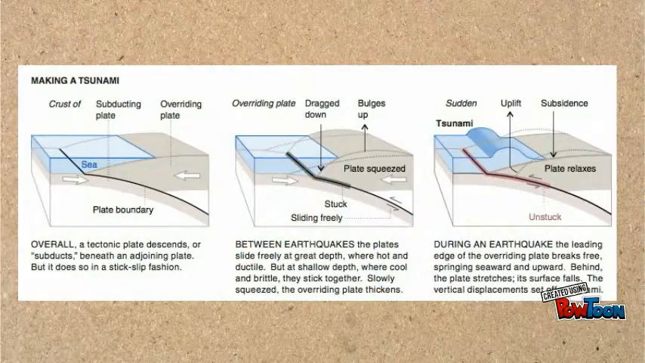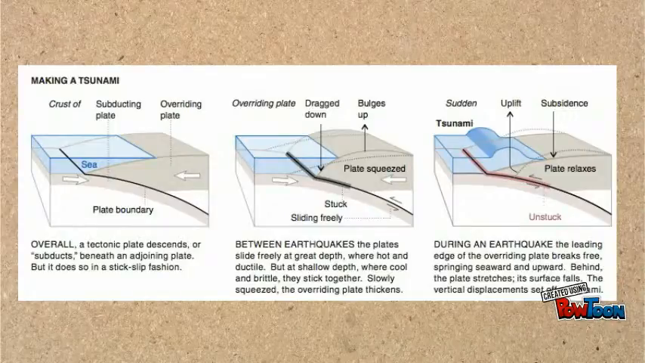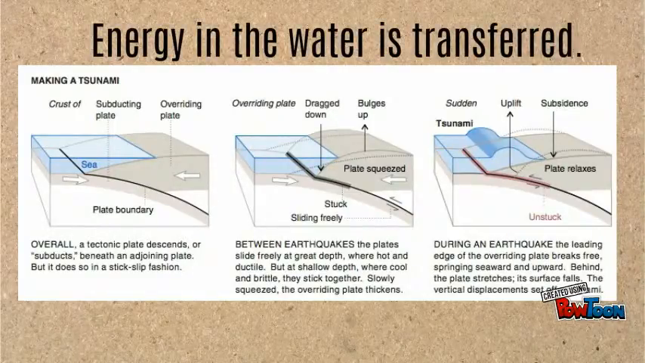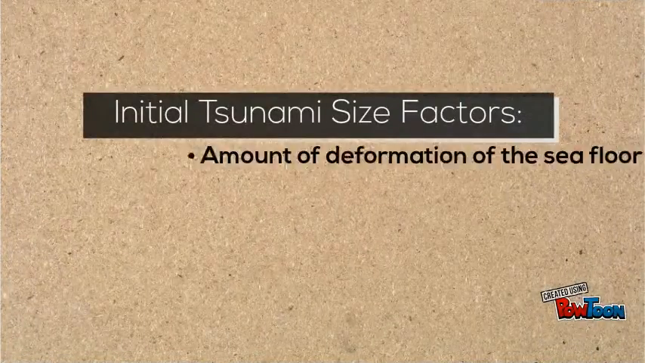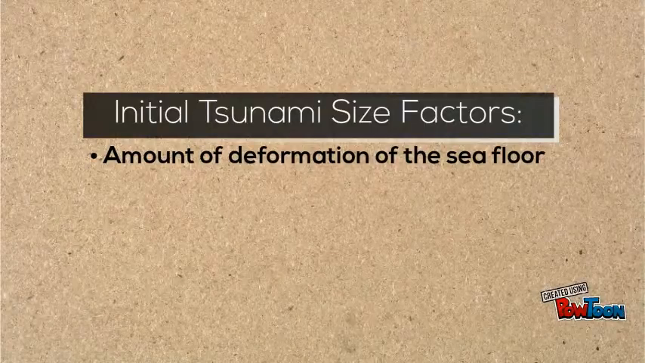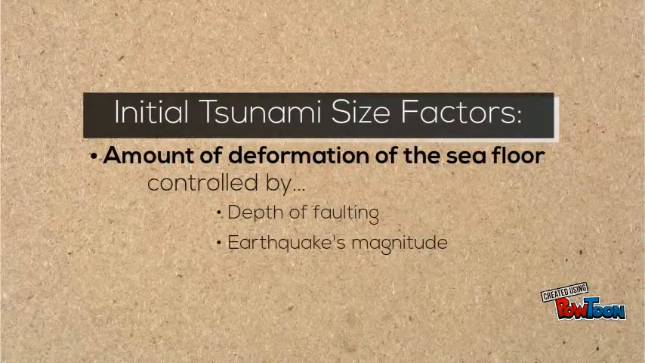When the plates end up moving when an earthquake occurs, the plates transfer this energy into the water. Because of the vast amount of earth that is displaced, waves are formed as the water attempts to regain its equilibrium position, acting under the influence of gravity. Energy in the water is thus transferred. This allows for the occurrence of a typical tsunami condition. The initial tsunami size is determined by many factors, the main one being the amount of deformation of the seafloor. This amount is primarily controlled by the depth of the faulting as well as the earthquake's magnitude.